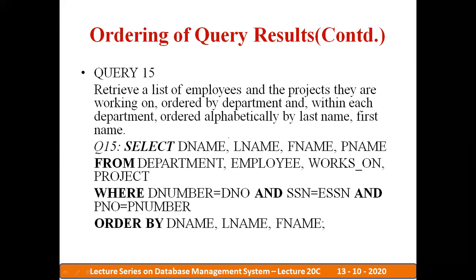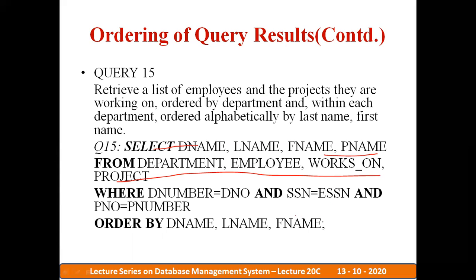Now here in this case I am interested in the department name, the last name, the first name and the project name. These values I am taking from the department table, then employee, works on and the project. As you can see, there are totally 4 tables involved. So how many joins are required?